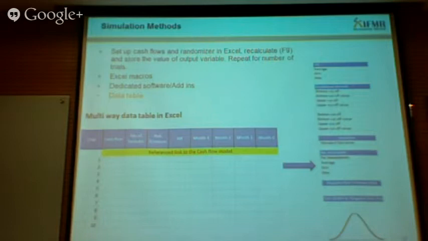The other way of doing this would be through a data table. I'm not sure if you're aware of this technique, but I'll just start from scratch. What a data table allows you to do is, we must have seen in Excel, there are different scenario analyses you can do. You can do a what-if analysis, and a third option under what-if analysis is a data table.